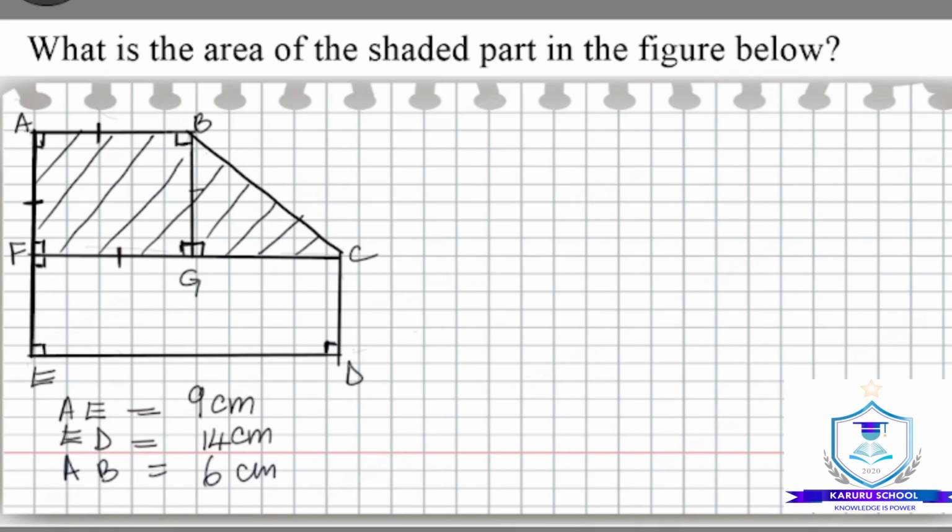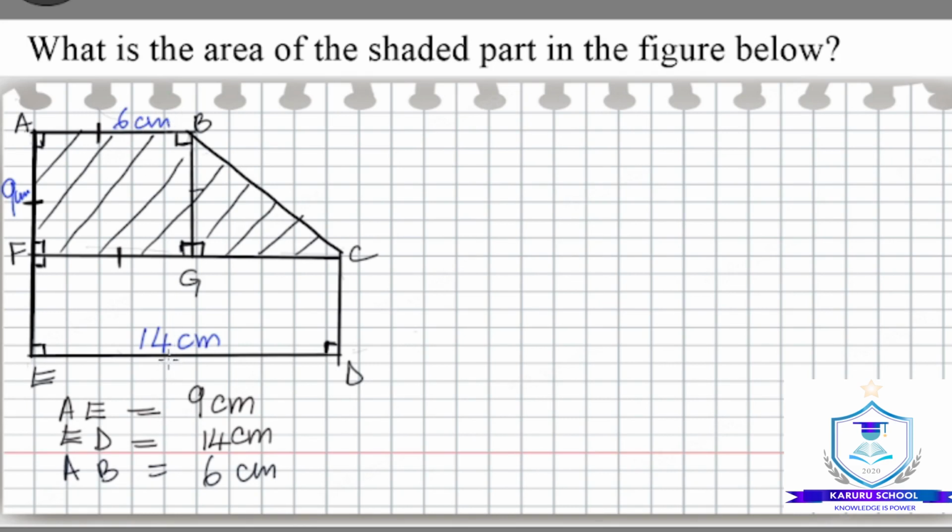So for us to be able to calculate the area of these two shapes that have been merged together, we need to look at the dimensions and the lengths of each of these shapes. So we have line AE equal to 9 centimeters, and then we have line ED equal to 14 centimeters, and then we have line AB equal to 6 centimeters.